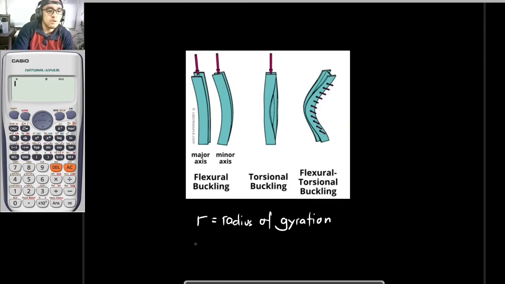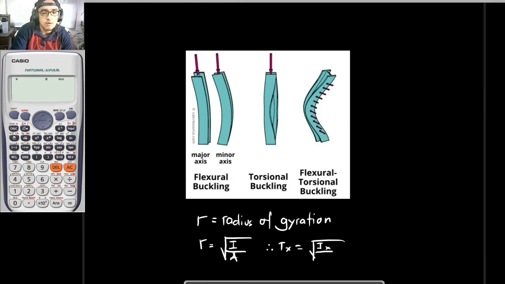And for us to solve for the radius of gyration, that would be the square root of the inertia divided by the cross-sectional area. And from that, if we are to solve for the radius of gyration in the x-axis or in the strong axis, that is to be the square root of Ix over A. So, from that also, ry is equal to the square root of Iy over A.